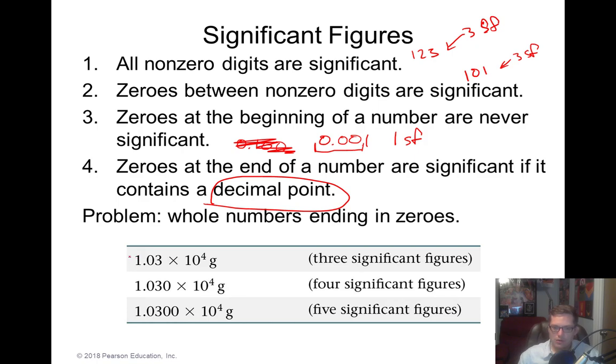Let's look at some of these examples down here. So 1.03 times 10 to the fourth. This is a sandwich 0, so therefore it's got 3 sig figs, right? The 1 and the 3 are significant. The sandwich 0 is significant. How about this guy? We've got 1 is significant, the 0 is still sandwiched, the 3 is significant. Now, the 0 is at the end of a number, and number 4 says the zeros at the end of a number are significant if it contains a decimal point. Well, this has a decimal point, so we'll include that one, so therefore it's got 4 sig figs. And then finally, same idea as the first one, we've just tacked on another 0. There's still a decimal point, so we got 5 sig figs.